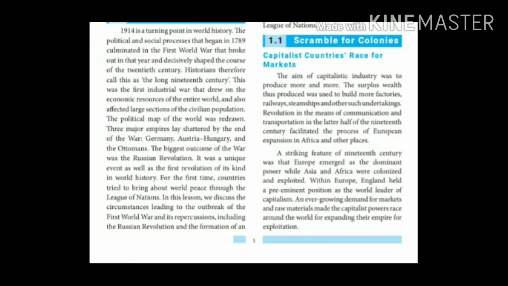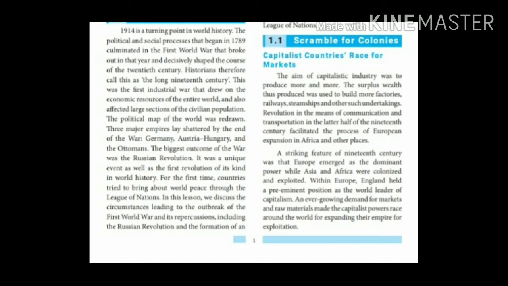Revolution in the means of communication and transportation in the latter half of the 19th century facilitated the process of European expansion in Africa and other places. Capitalism produced huge contrasts, where extreme poverty and extreme wealth, slum and skyscraper, empire state and dependent colony existed together. A striking feature of the 19th century was that Europe emerged as the dominant power, while Asia and Africa were colonized and exploited by Europe. England held a pre-eminent position as the world leader of capitalism, as the growing demand for markets and raw materials made the capitalist powers race around the world to expand their empires.